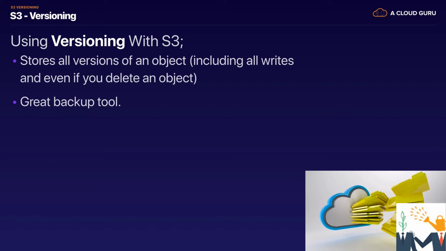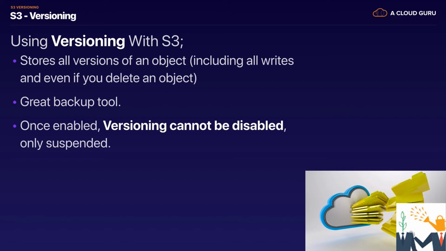Versioning is a great backup tool, and once versioning is enabled on a bucket, it cannot be disabled. It can only be suspended. So you can only suspend it. You can't go in and disable versioning. You have to delete the bucket and create a new one to completely turn it off.